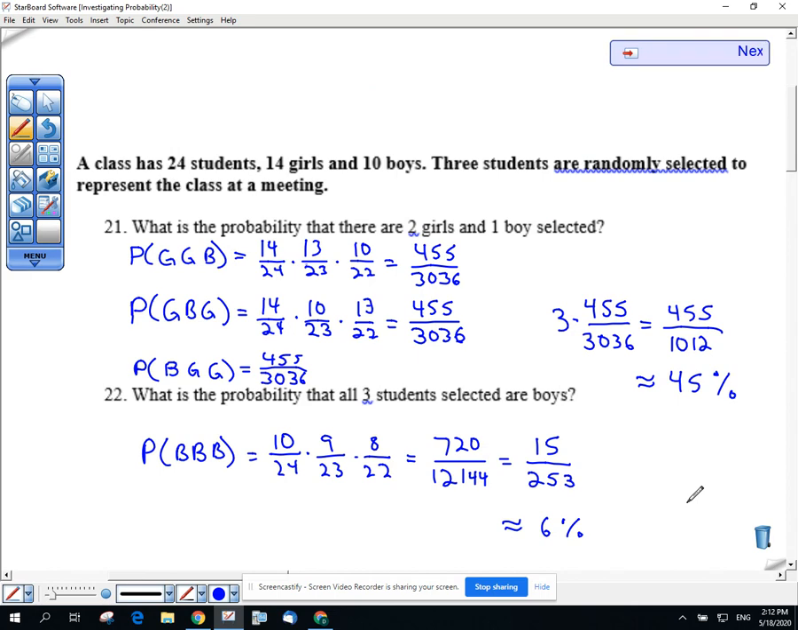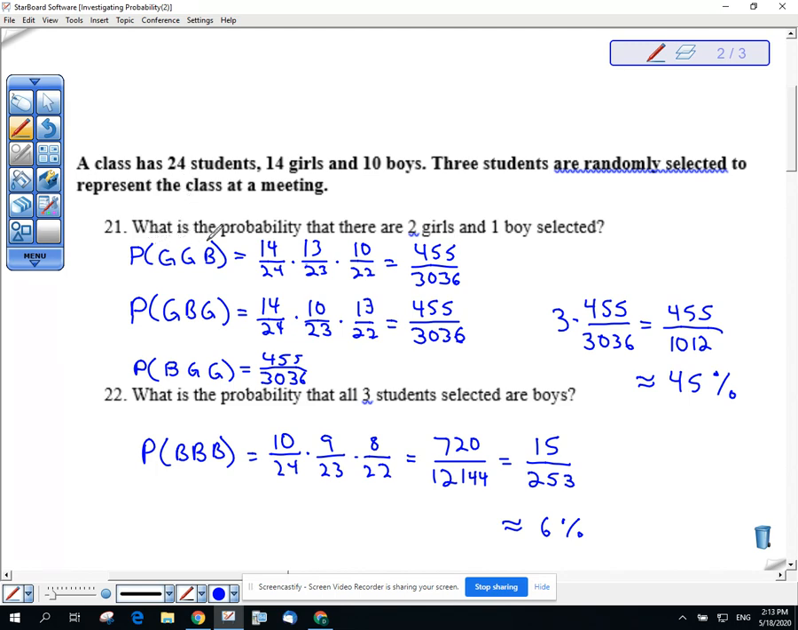All right, finally. A class has 24 students, 14 girls and 10 boys. 3 students are randomly selected to represent the class at a meeting. And 21 says, what is the probability that there are 2 girls and 1 boy selected? Okay, so this is kind of a repeat, so I've already gone ahead and done the work, and we'll talk through it in just a moment, and we'll be done with the video.